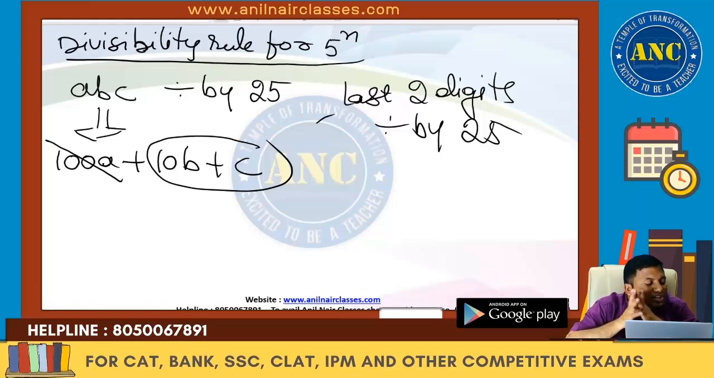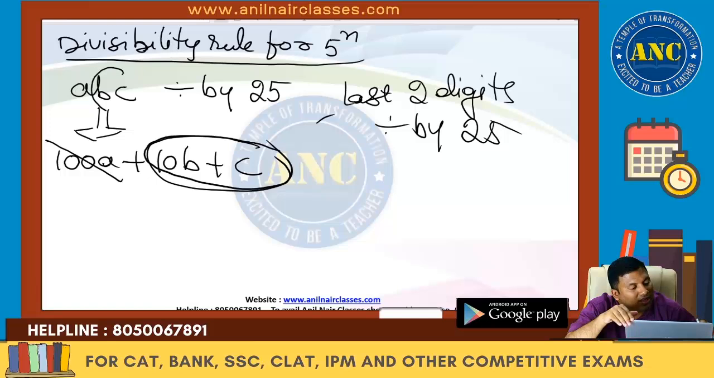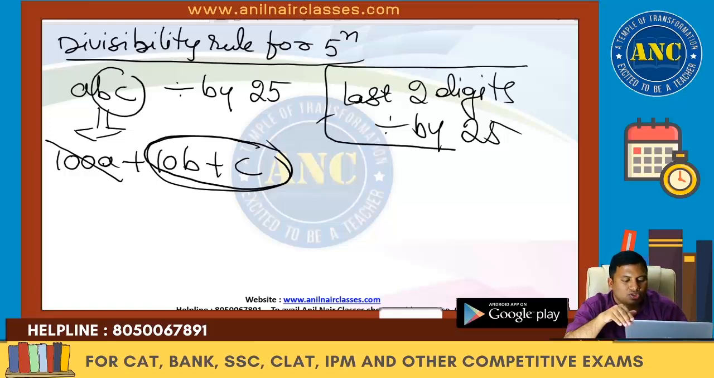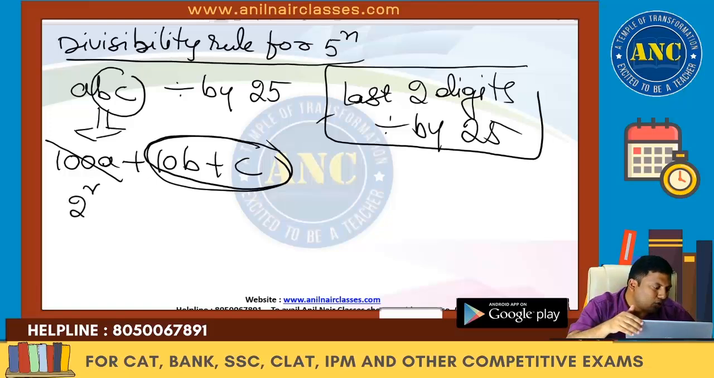If I take a 3-digit number ABC, and ABC is divisible by 25, C is unit digit, B is a tens digit, A is hundreds place. 100A plus 10B plus C. 100A is divisible by 25. If ABC is divisible by 25, 10B plus C should be divisible by 25. 10B plus C is nothing but the last 2 digits. Last 2 digits should be divisible by 25. Same concept for 2 power n.